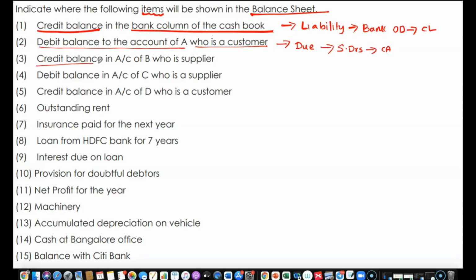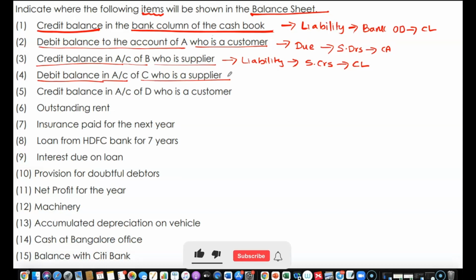Next, credit balance in the account of B, who is a supplier. So B is a person and the balance is credit, which indicates you have a liability, an obligation to pay Mr. B. So this will come under sundry creditors, and so it will appear under current liabilities.